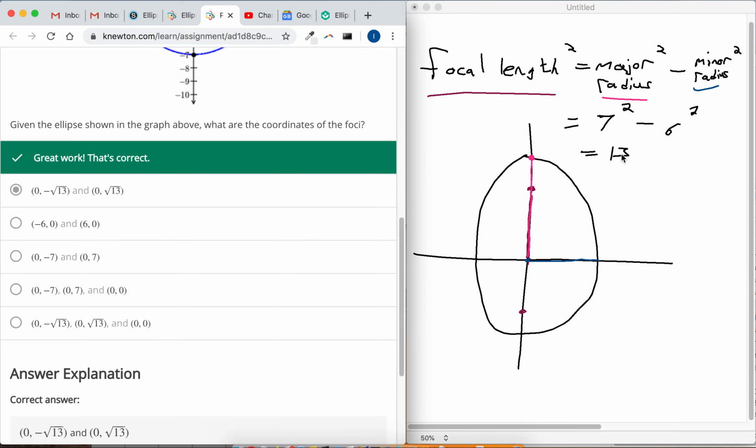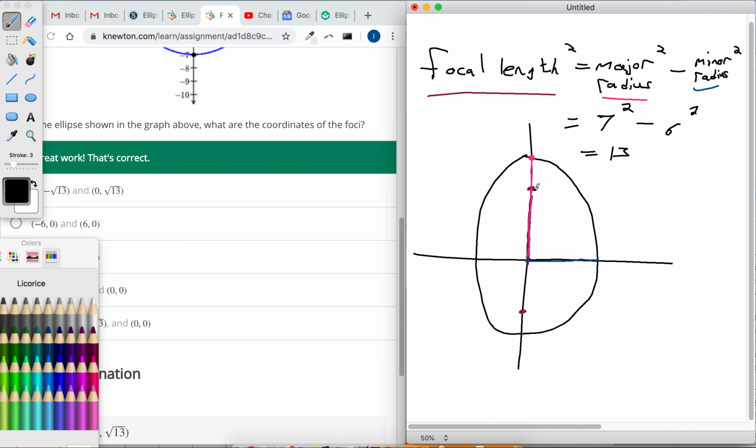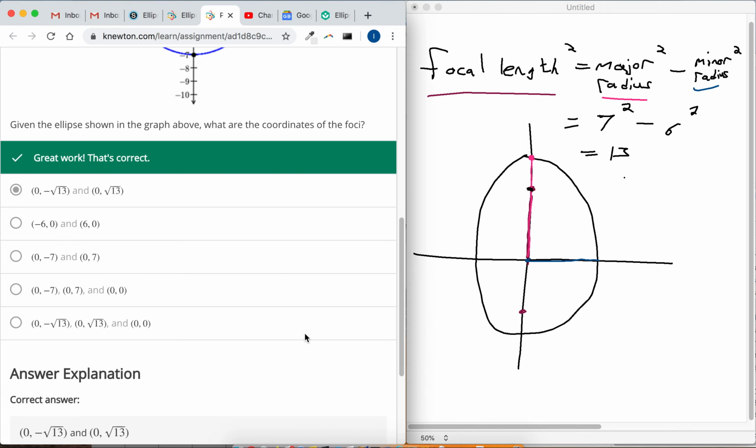Okay, but in case you weren't able to get the foci before, that's how you'd find them. You find the length, which is the distance from the origin to the foci, and then you use that length and the major axis, meaning the longer axis, to determine where the foci are. Okay.